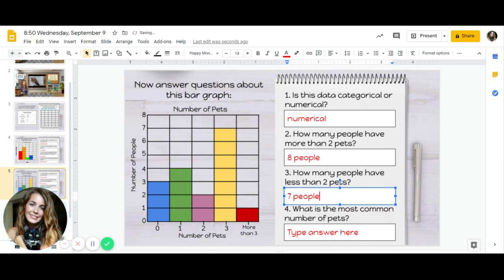And finally, what is the most common number of pets? So most common is asking which number of pets, either 0, 1, 2, 3, or more than 3, happened the most often. Which one did the most number of people choose? And I can tell just by looking at the height of the bars that 3 is definitely the most common number of pets because the most number of people have 3 pets.